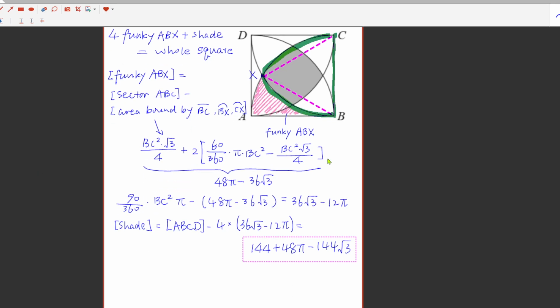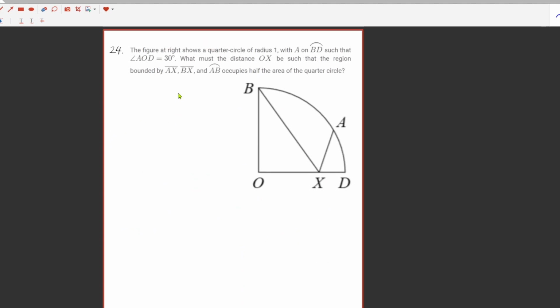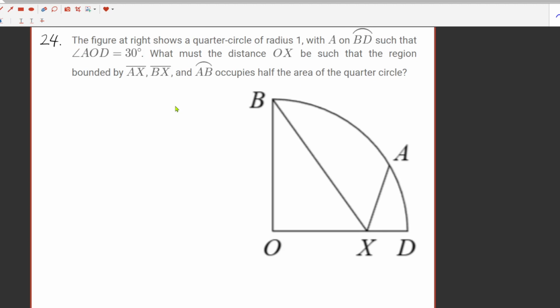Alright, if no questions, let's consider the last question. 24. The figure at right shows a quarter circle of radius 1 with A on arc BD such that angle AOB is 30 degrees. Angle AOD is 30 degrees. So we need to connect A and O first. So this angle is 30 degrees.